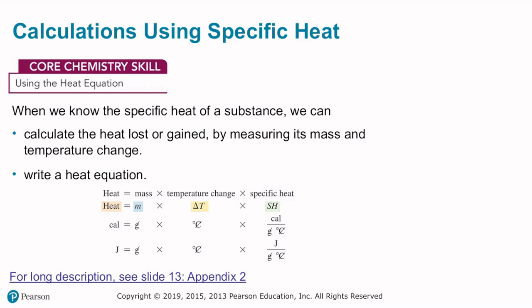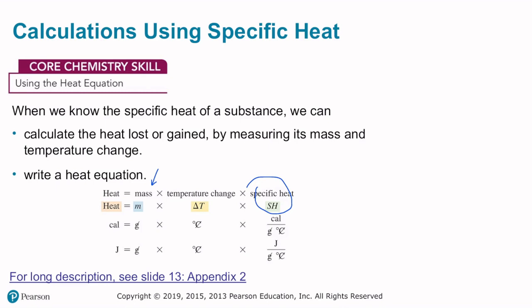We can calculate the amount of heat gained or lost by a substance by measuring its mass and temperature change. Specific heat is the constant that we use to relate heat to mass and temperature change. The amount of heat gained or lost by a substance is dependent on the amount of substance that we have through the mass, and therefore it matters how much substance we have.